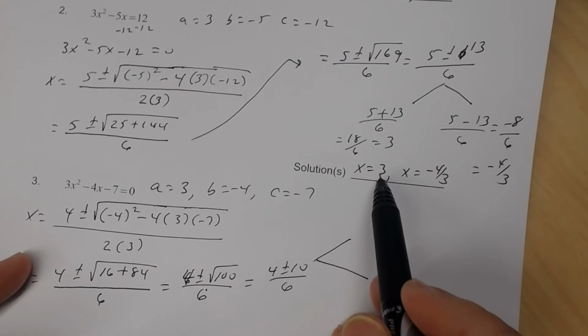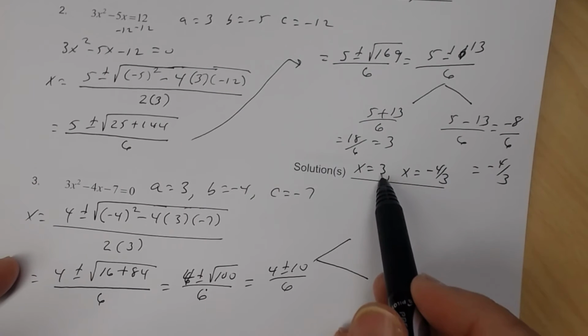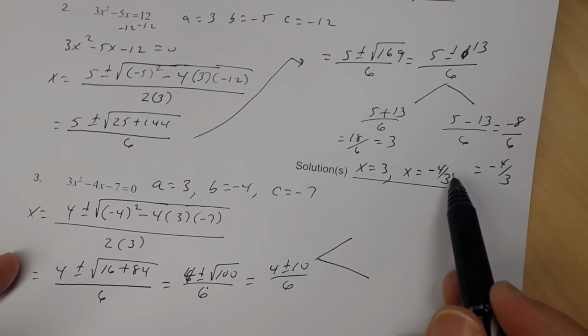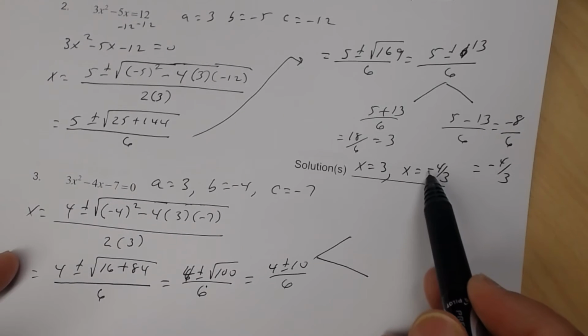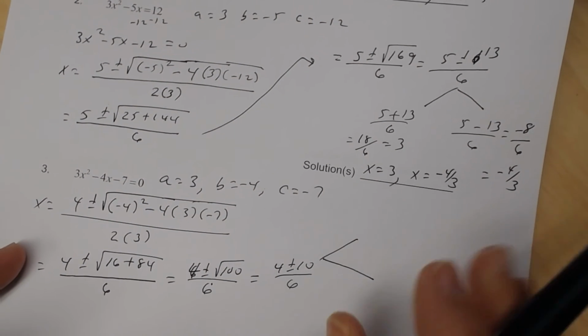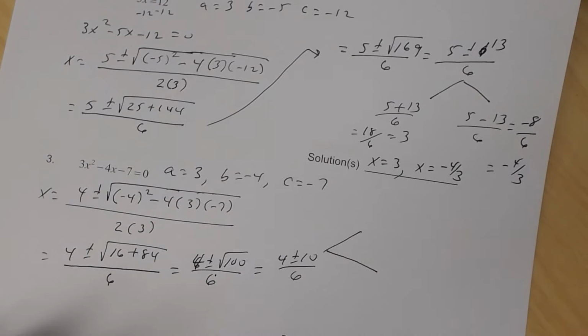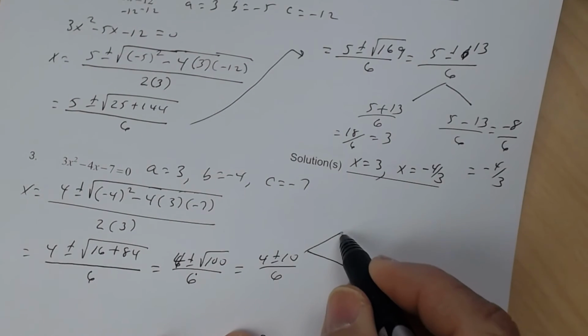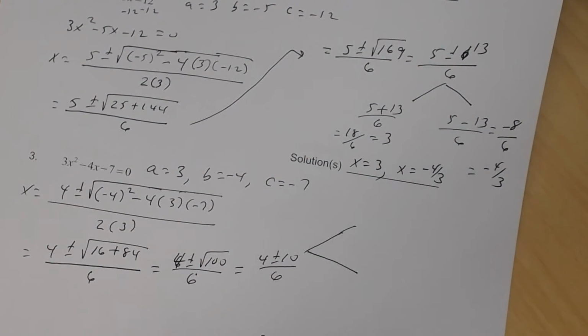3 is a rational number. 3 over 1, 3 divided by 1. 3 and 1 are integers. Negative 4/3 is a rational number. Negative 4 is an integer and 3 is an integer. So these are going to be rational numbers. Rational solutions are your solutions, or rational roots.